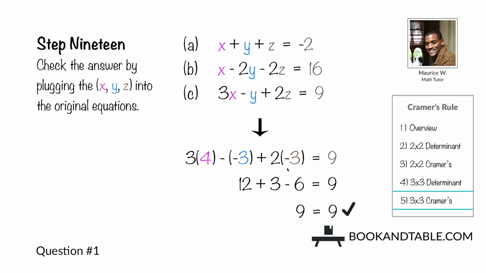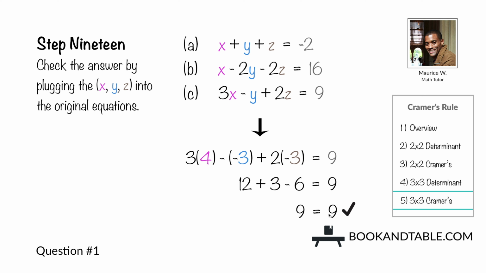In equation C, we get 3 times 4, which is 12, minus negative 3 is positive 3, plus 2 times negative 3 is negative 6. 12 plus 3 is 15. 15 minus 6 is 9. 9 is equal to 9, confirms that this is true as well.